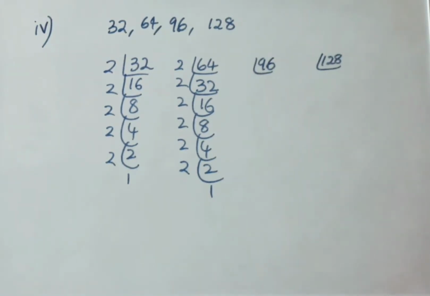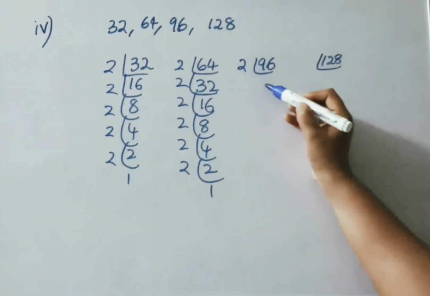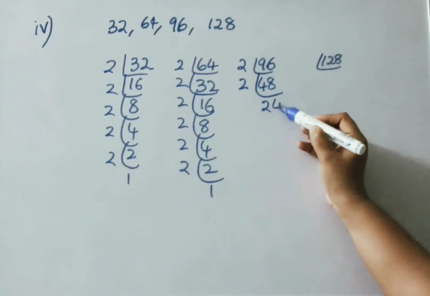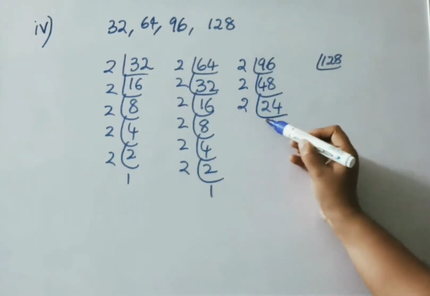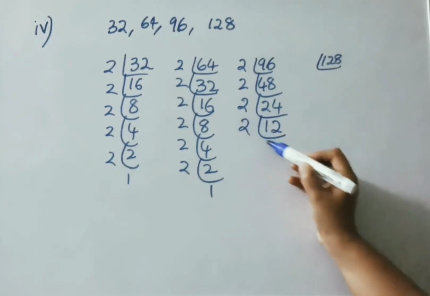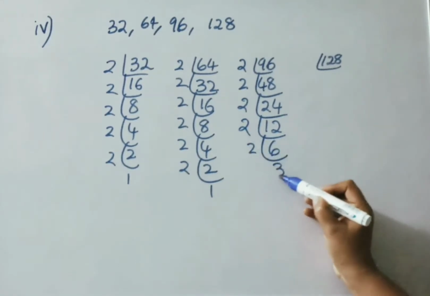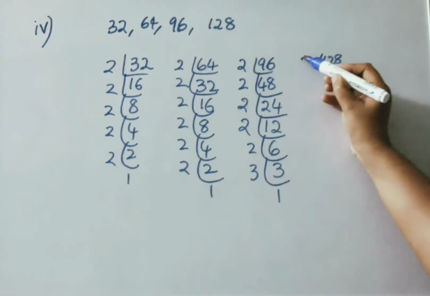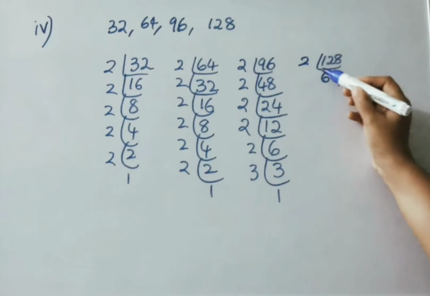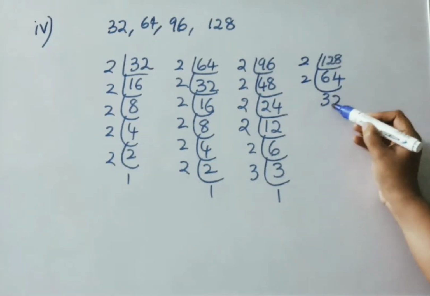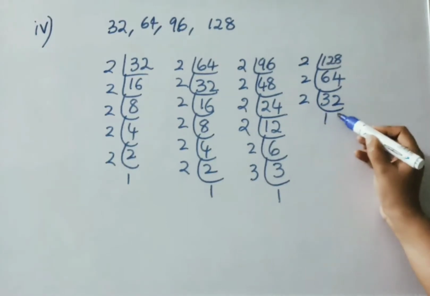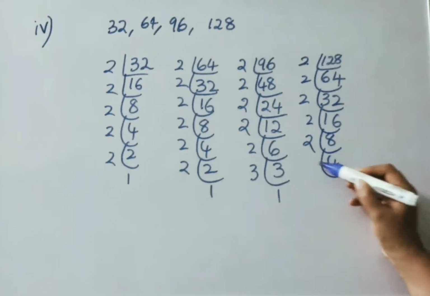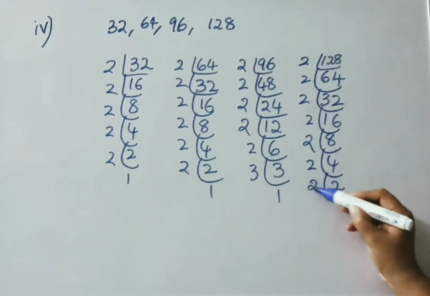Now let us take 96. 2 table 48s are 96. 2 table 24s are 48. 2 table 12s are 24. 2 6s are 12, 2 3s are 6, 3 1s are 3. See fourth one 128, 2 table, 2 64s are 128, 2 32s are 64, 2 16s are 32, 2 8s are 16, 2 4s are 8, 2 2s are 4, 2 1s are 2.